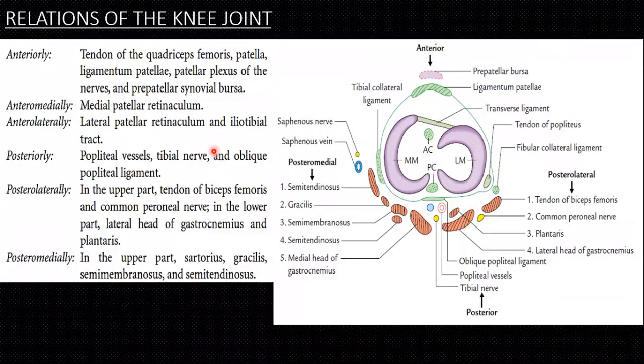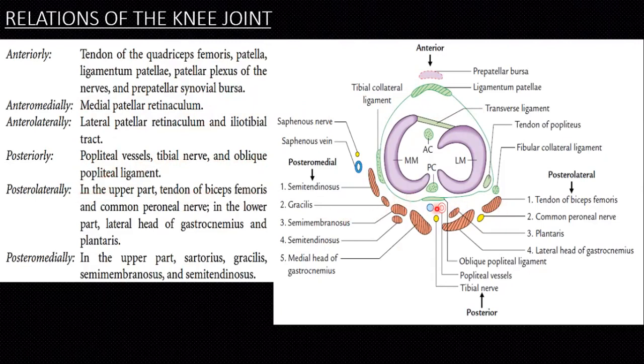Okay, now relationships. Anterior to the joint, you have the tendon of quadriceps femoris, patella, ligamentum patellae, the patellar plexus of nerves, and the patellar synovial bursa. Then anteromedially, we have the medial patellar retinaculum. Anterolaterally, you have the lateral patellar retinaculum and the iliotibial band. Posteriorly, we have the structures in the popliteal fossa, and also the oblique popliteal ligament.